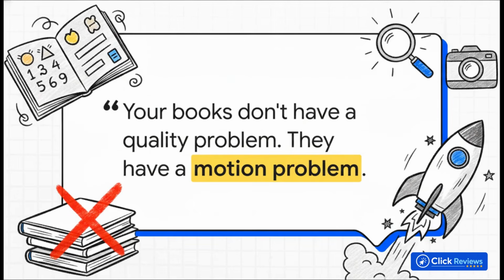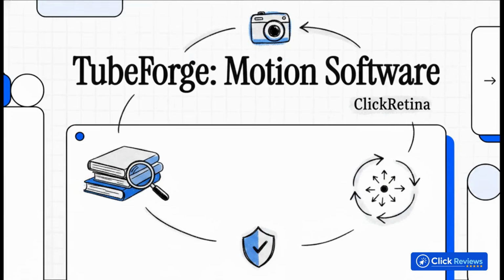And it's so tempting to blame the book itself, right? But as the source material we're unpacking today points out, usually the book is perfectly fine. Welcome to this explainer. Today, we're unpacking a really interesting piece of software called TubeForge, which claims it can solve this exact visibility crisis for KDP creators.